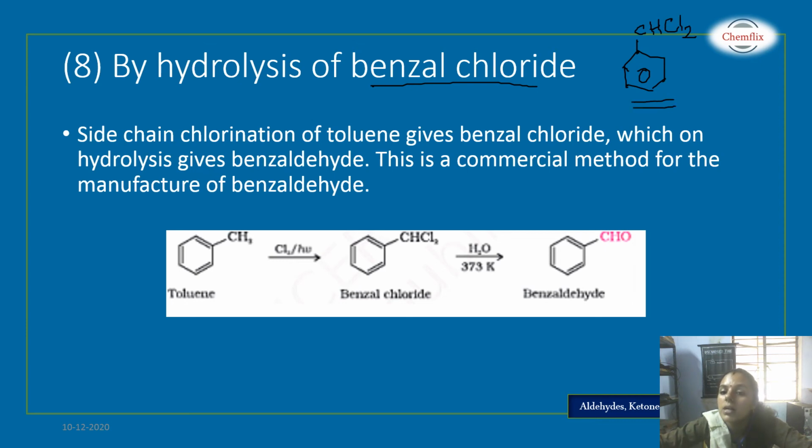So how will you prepare this benzal chloride? This benzal chloride can be prepared from this toluene. You can see here, benzal chloride can be prepared from toluene in the presence of chlorine.